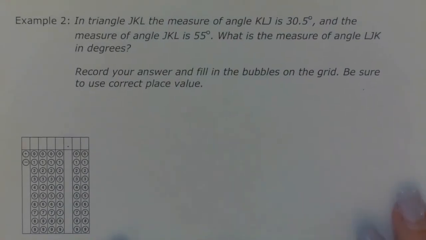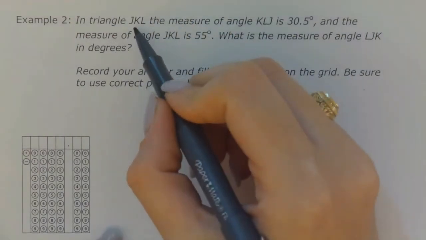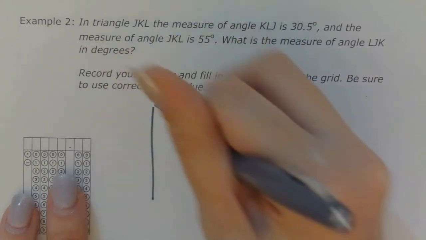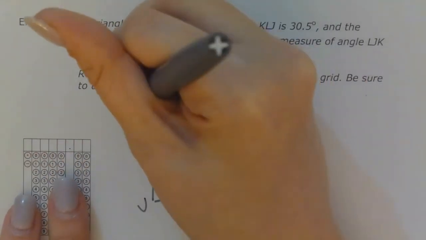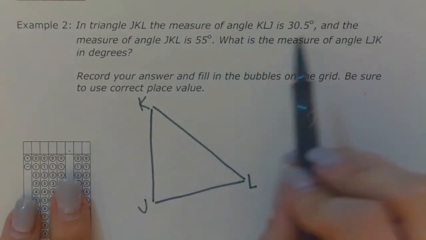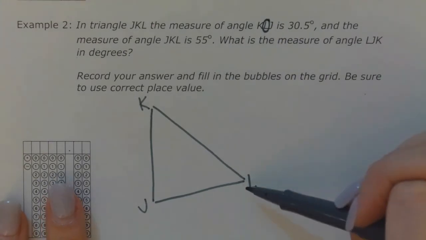Our next one says, in triangle JKL, the measure of angle KLJ is 30.5 degrees, and the measure of angle JKL is 55 degrees. What is the measure of angle LJK in degrees? It's a lot of letters there. This time they didn't give us a picture, so we need to draw one. The three vertices are going to be J, K, and L, so I'm just going to draw a triangle and name one vertex J, another K, and the last one L. It says the measure of angle KLJ. Whenever they give you angles like that, it's always the middle letter, the one that's sandwiched in the middle. That's the angle we're talking about.